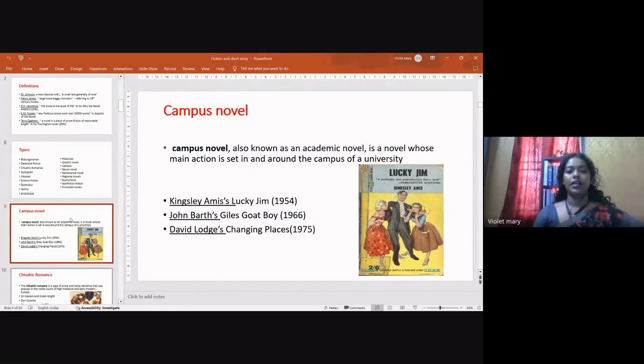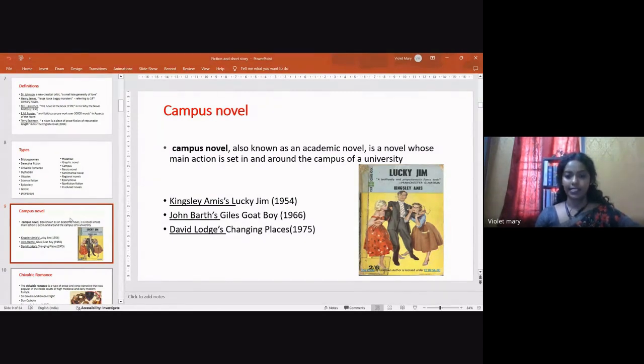Here comes the campus novel. From the name itself, it is based on the what? Campus of the university. The main characters will be teachers, professors, students. It has the background of college, university, school, everything. The famous works are Kingsley Amis's Lucky Jim, and John Barth. He's a postmodern American writer, a well-known writer. There's much possibility he can be asked in the NET exam.